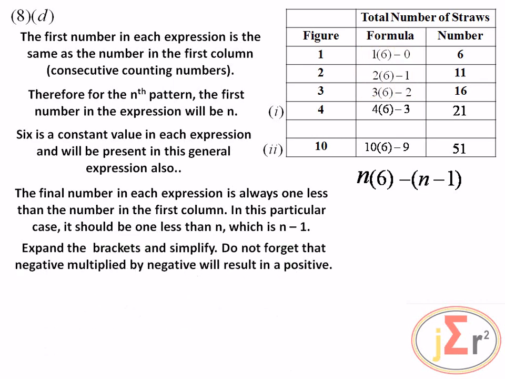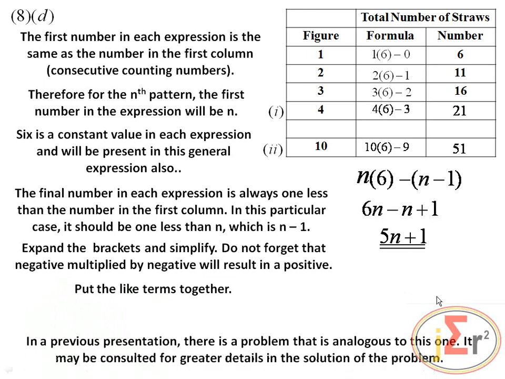Expand the brackets and simplify. Do not forget that a negative multiplied by a negative will result in a positive. So negative multiplied by this negative 1 is going to be a positive. And what do we have? 6n minus n plus 1. 6n minus n is 5n. Put the like terms together. We have 5n plus 1. And that is what we discussed on the previous slide.